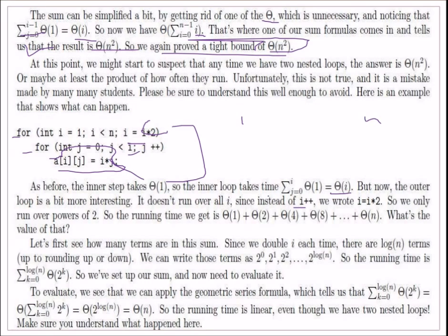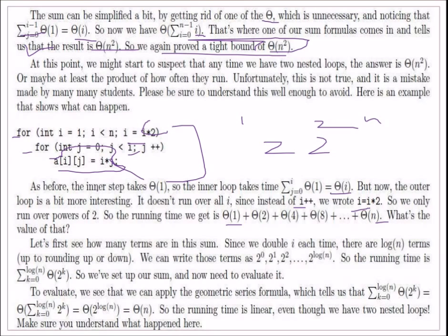i plus plus was okay when we learned the previous one, but now it will go from i equal to i into 2. So it is running through powers of 2. It will be 2 square, 2 cube, like this. So the running time will be nothing but theta 1, theta 2, till theta n. So what is the value?